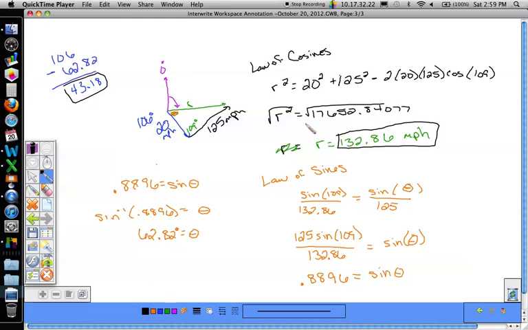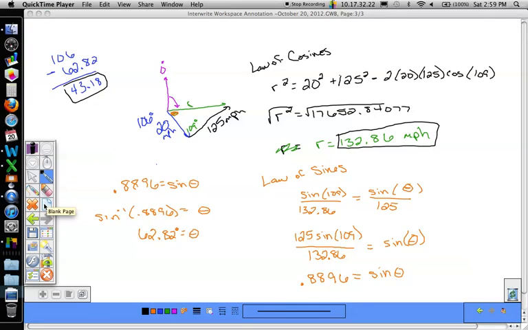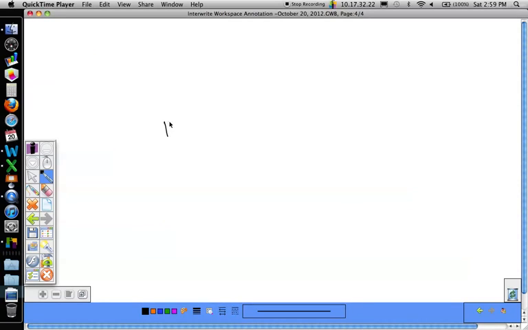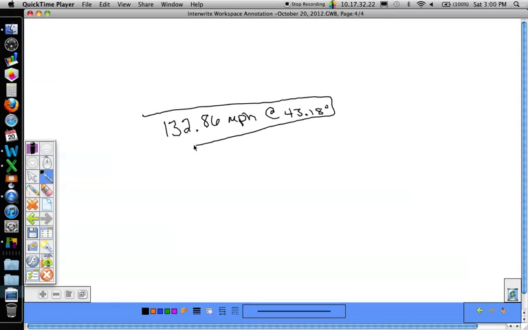Here is our resultant, and let me put this on a blank page here. So our final answer then would be 132.86 miles per hour at a heading of 43.18 degrees. And that's what you would box up.